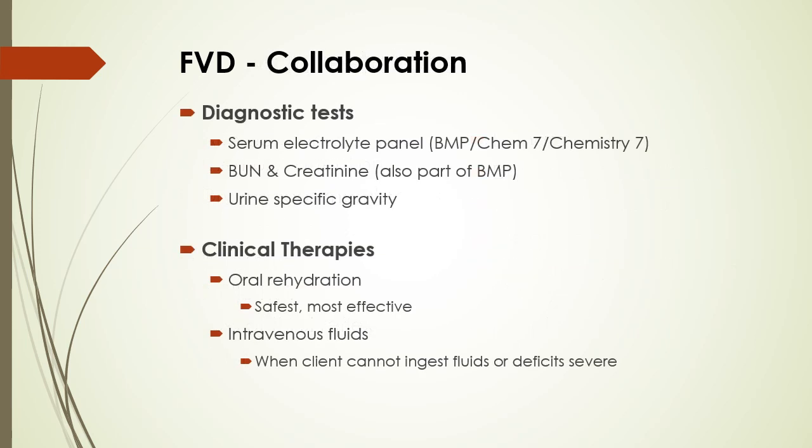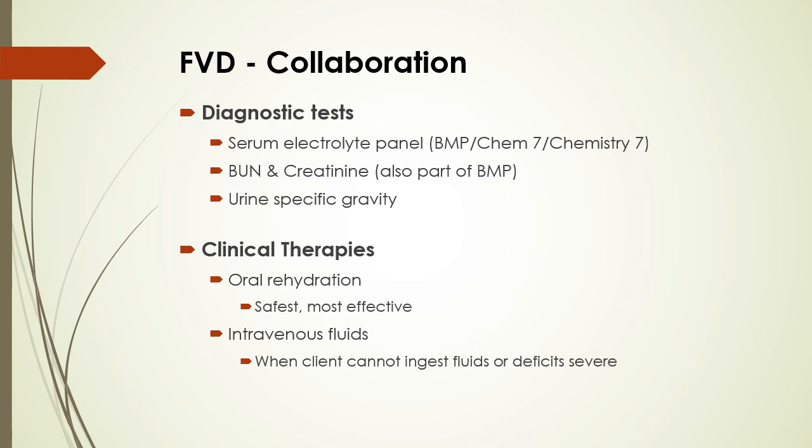Collaboration. Diagnostic tests, BMP, Chem 7, Chemistry 7. We're going to talk a little bit more about that later, but that's an electrolyte panel. BUN and creatinine, also part of the BMP. If the BUN is elevated and the creatinine is elevated, it's a chronic condition. If the BUN is elevated and the creatinine is not, it's an acute condition. You can also check the urine specific gravity.